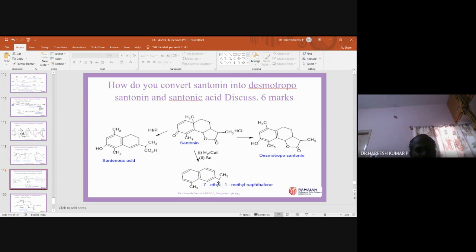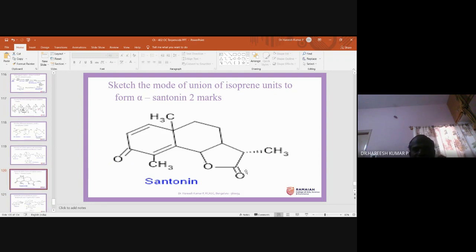So with this, I will go to the next slide. In the next slide, I am taking alpha santonin itself. It is asked as a 2 marks question. What you need to do is sketch the mode of union of isoprene units to form alpha santonin. So this is alpha santonin.